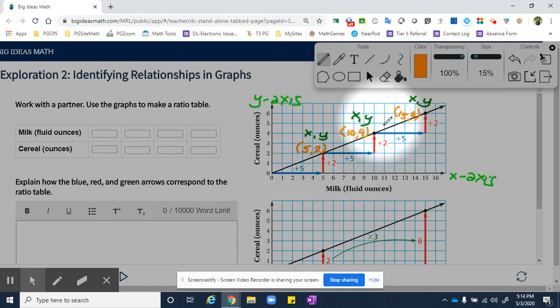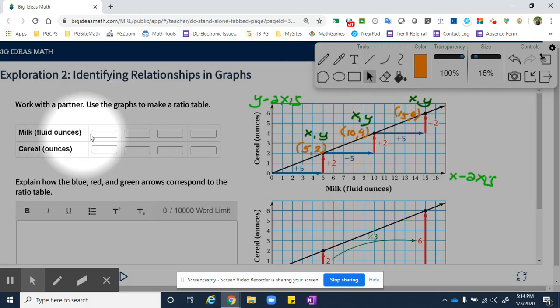So all these points on this line represent what? Absolutely. It represents equivalent values, equivalent ratios. It forms a straight line. And it starts at 0, 0. That means if you have 0 milk fluid ounces, you have 0 ounces of cereal, right? So that's how we interpret or read graphs. So these points have values, they have meaning. So let's complete the table.